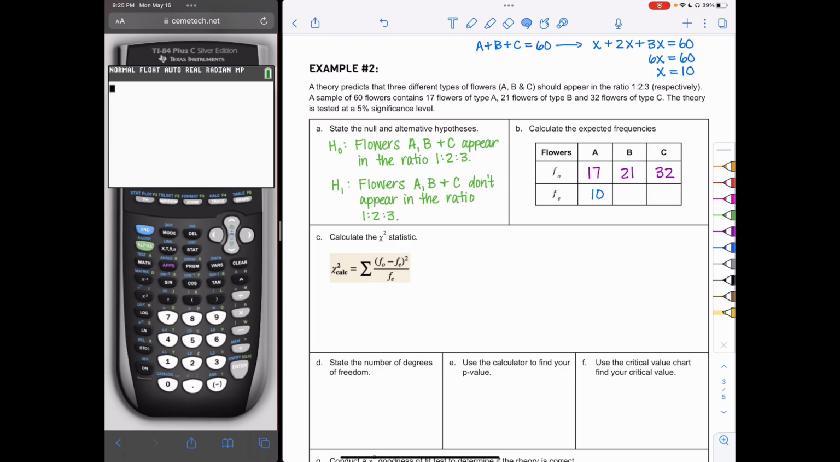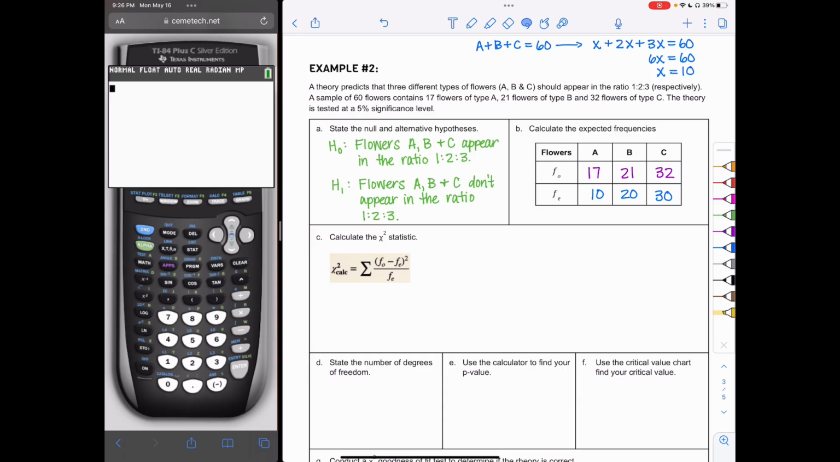So if x represents how many type A flowers I will have, I have 10 type A flowers. And then my type B flowers are double that, which is going to be 20. And then my type C flowers are triple the amount of type A, which is going to be 30. So now I can move on to part C, which is to calculate the test statistic.